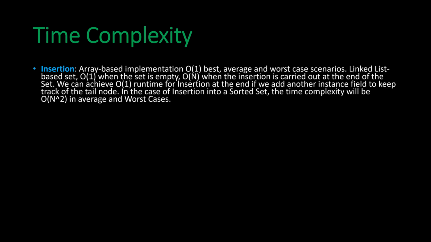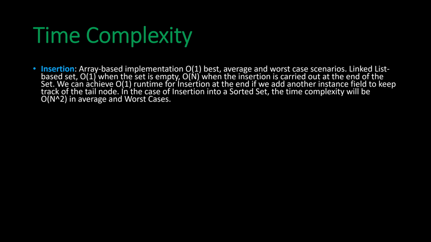A linked list based set has O(1) when the set is empty, and O(n) when the insertion is carried out at the end of the set. So we have to navigate to the end of the set and insert the new element. We can achieve O(1) runtime for insertion at the end if we add another instance field to keep track of the tail node within the set. So we can use that tail node and insert instantly at the end of the set, and we can achieve O(1) runtime. It all depends on the design pattern that you adopt to implement the set.